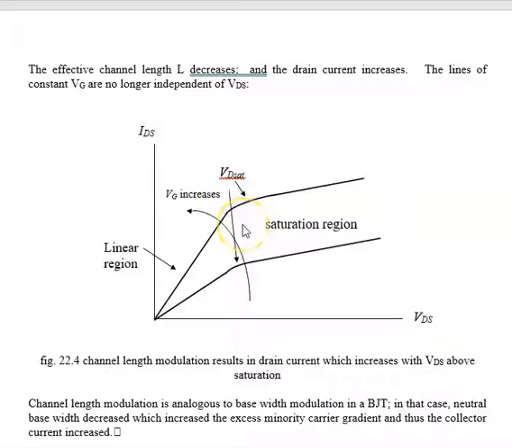And that is what is shown in figure 22.4. As VDS increases above saturation, then we have a slope to the IDS curve, and the IDS increases as a function of VDS. This is not good. We want the output current to be only a function of the input voltage, VG, not a function of the output voltage.